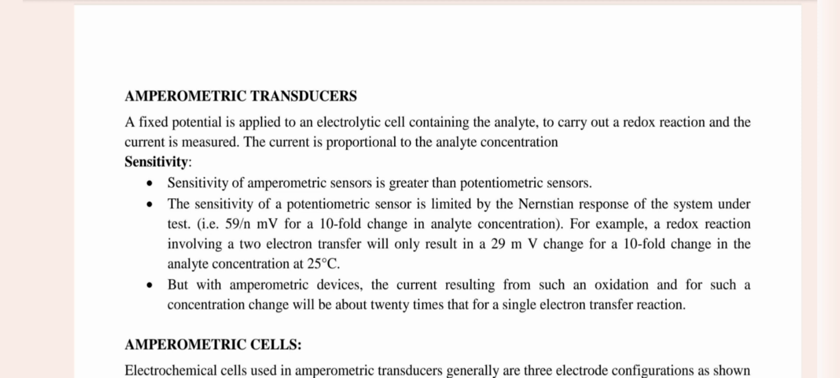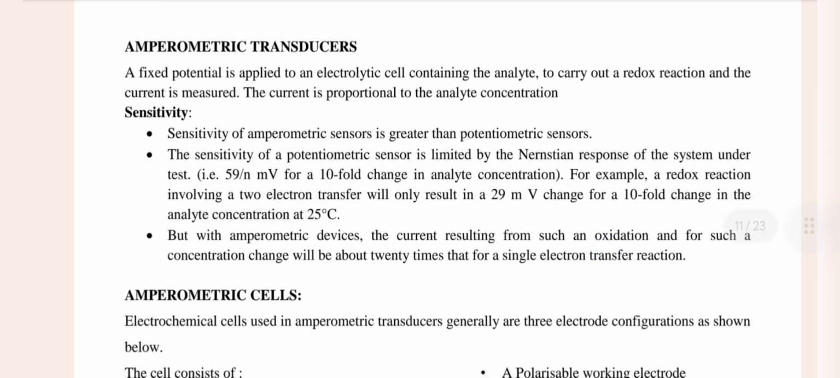Here in amperometric transducers, a fixed potential is applied to an electrochemical cell containing the analyte to carry out a redox reaction, and the current is measured. Here we apply an external potential, based on the type of reaction, to carry out a redox reaction, and the current obtained after the redox reaction is measured. So the current is proportional to the analyte concentration. The current measured is directly proportional to the analyte concentration.